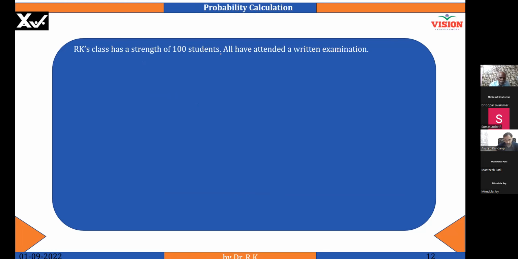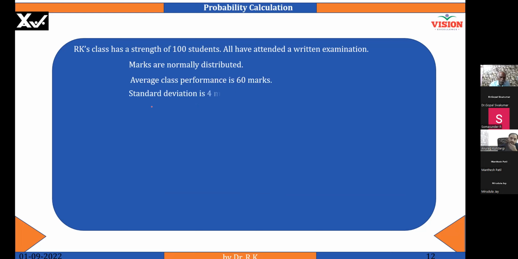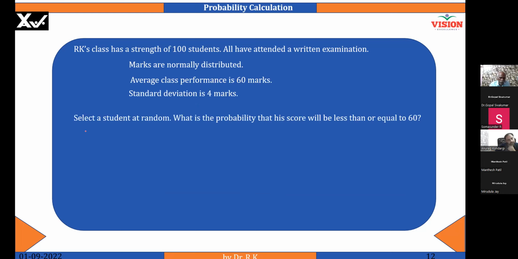RK's class has a strength of 100 students. All have attended a written examination. Marks are normally distributed. Average class performance is 60 marks. Standard deviation is 4 marks. Select a student at random. What is the probability that his score will be less than or equal to 60? Tell me, you need a calculator or Excel sheet, or you can do it just like that.